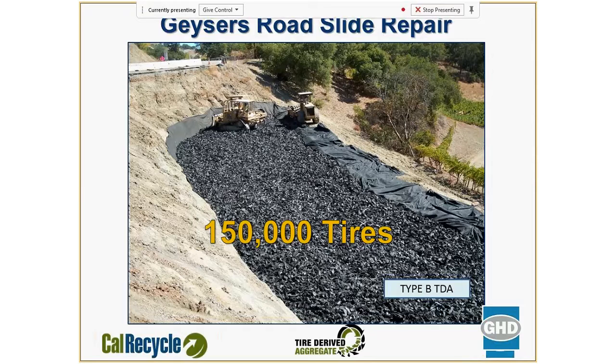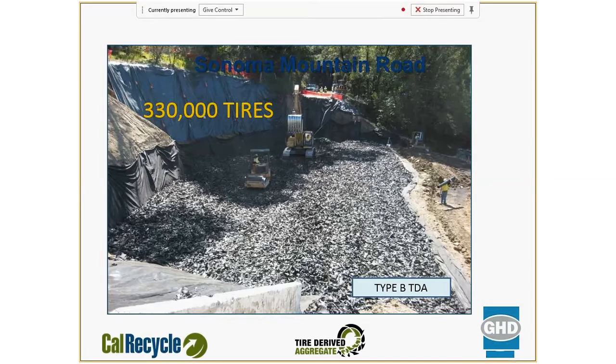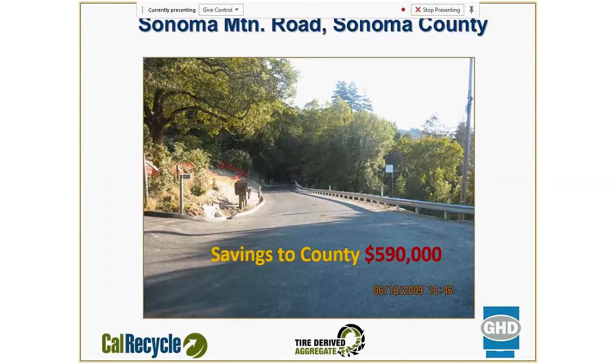And this is where we proved in California that you can place and get compaction with TDA in the rain. You can't really do anything in the mud, but we were able to continue placing and compacting our TDA even when it was raining. Of course, it wasn't deluging. And then there was lime going into the mud next door. So anyway, 330,000 tires. This one saved the county $600,000. Substantial for them.